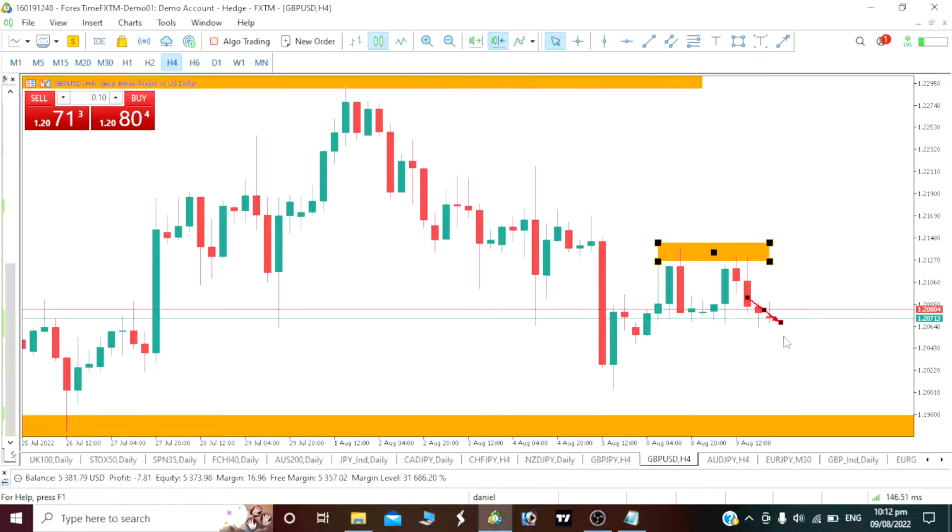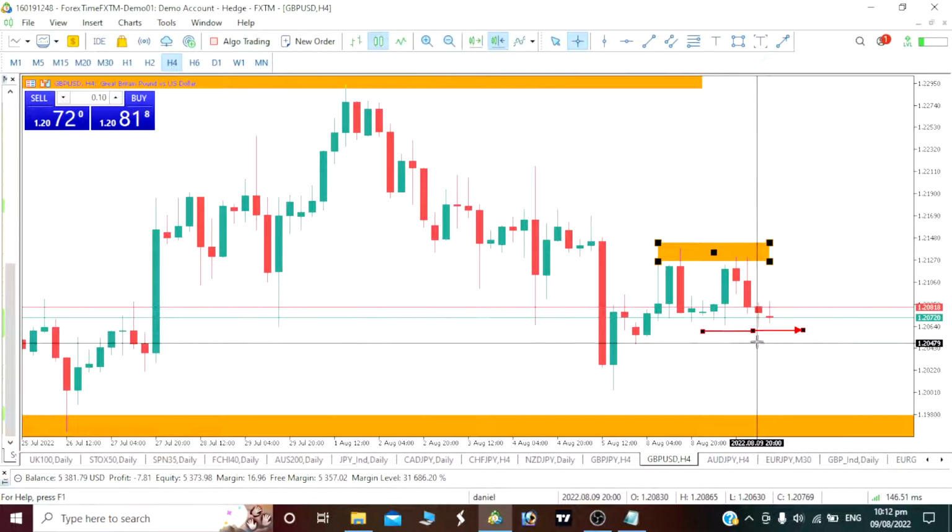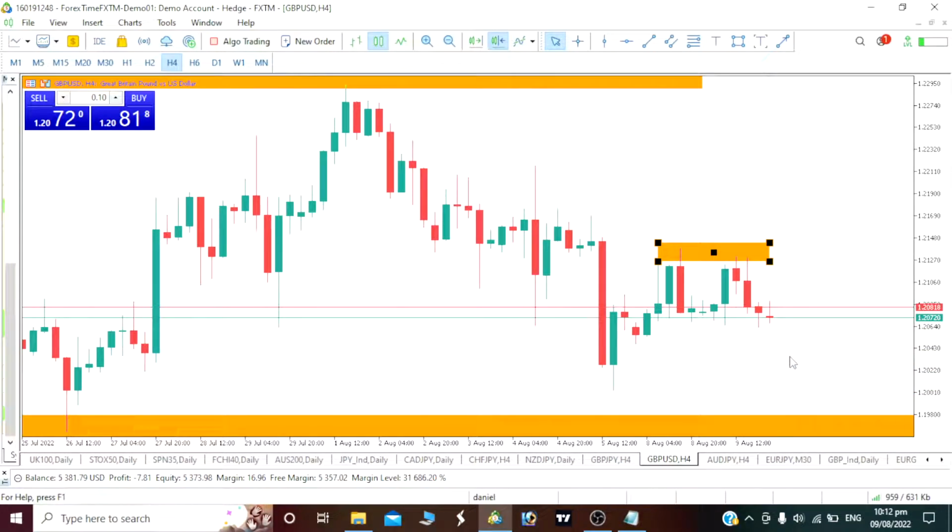But if you are to short this pound USD, I would say we should be patient enough for our price to break at least this week here, this huge week, which is around 1.20637. If our price can break below it, then I think we can now short our pound USD. If not, we're very much likely to see a pullback upward and a drop again on our pound USD. So watch out for it.